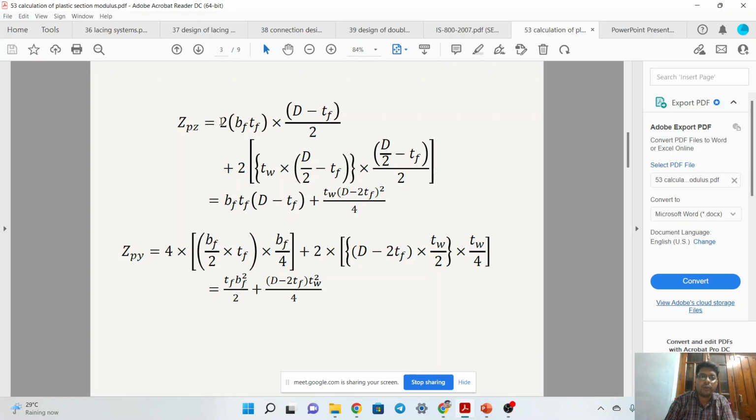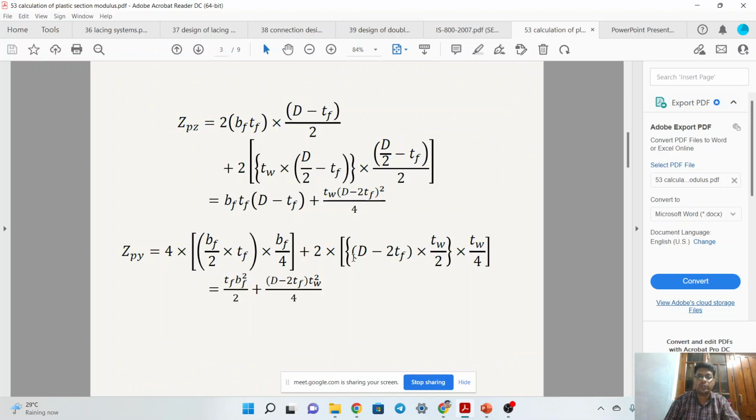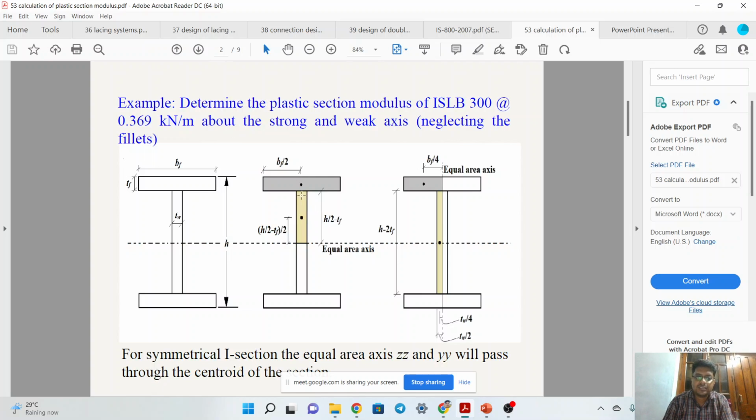And where is this 2 coming from in the multiplication? In this figure we have one upper rectangle and one lower rectangle, two rectangles situated at equal distance from this centroidal axis. That is why we are not calculating again and again, but directly multiplying by 2. Now we are left with this vertical rectangle.